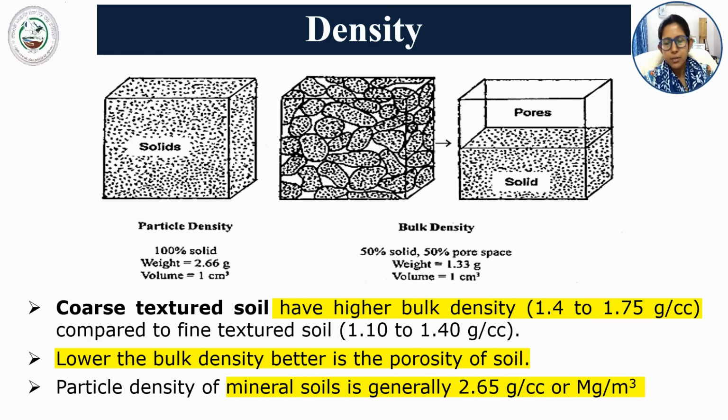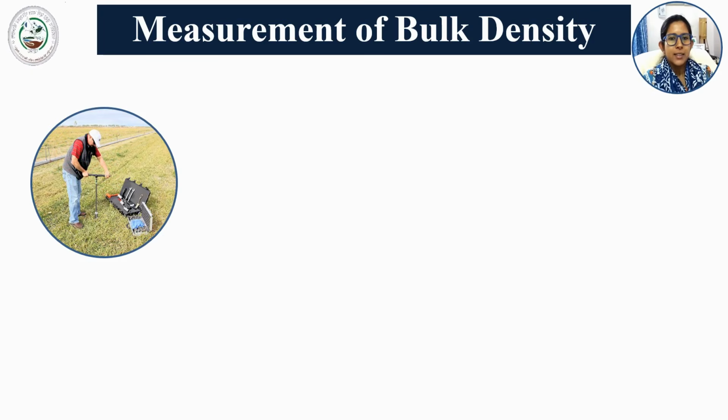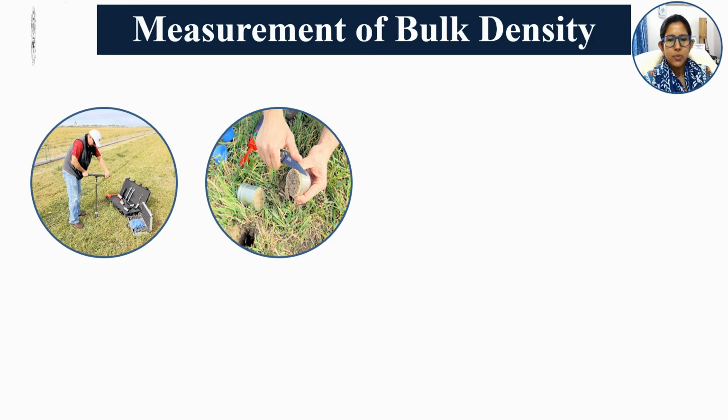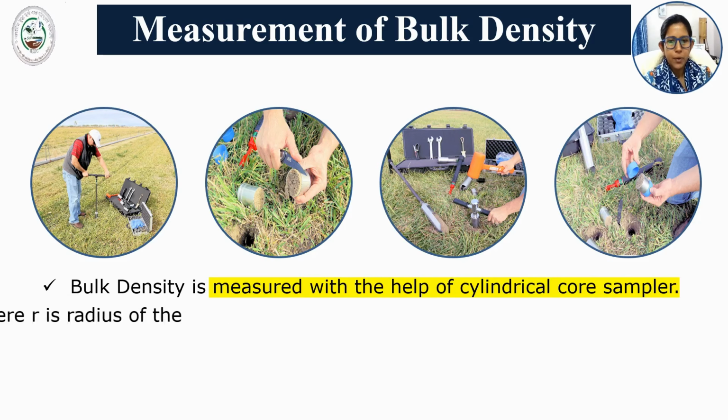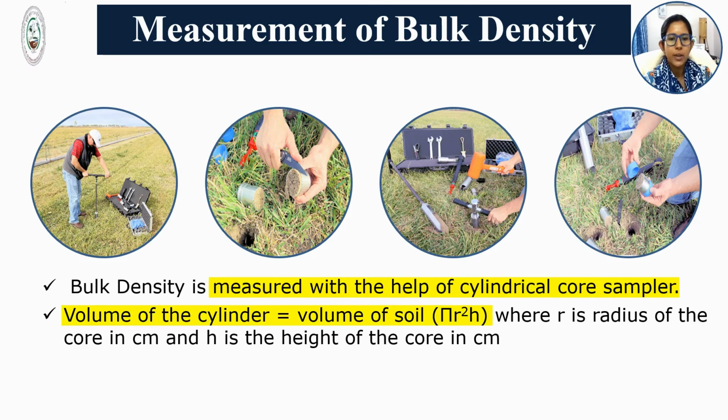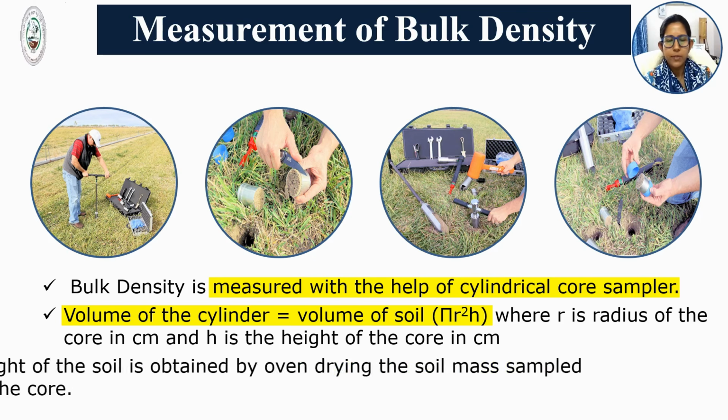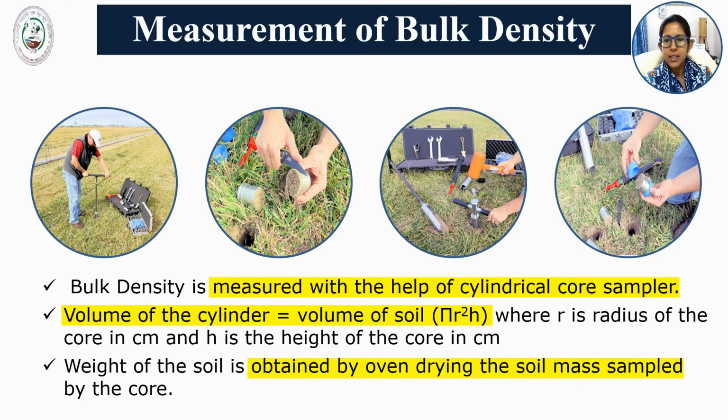So our tendency would be to optimize the bulk density of the soil, and this can be done through reduction in the tillage operations or increased organic matter content. Generally, the bulk density is measured with the help of the core sampler, where the volume of the core is essentially taken as the volume of the soil, and the mass of the soil is determined after oven drying, and the mass by volume gives the bulk density.